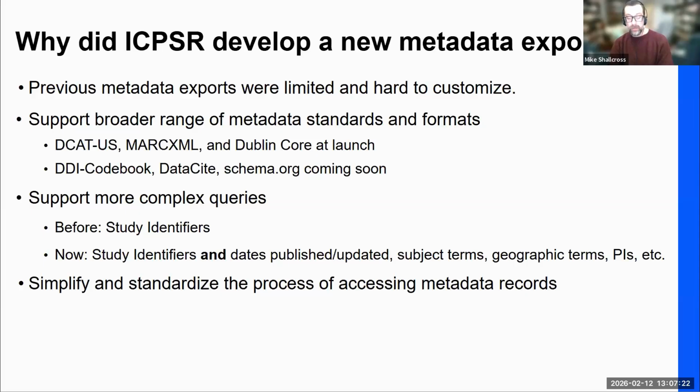The API also supports more complex queries for metadata exports. In the past, users could only search for metadata records of interest by a study identifier, but with the API, they can search by those identifiers, as well as dates published or modified, subject terms, geographic coverage, principal investigators, and more. Finally, ICPSR previously supported multiple export pathways, each of which use different conventions. The API, by contrast, simplifies and standardizes the process of accessing metadata records, thereby making the export process easier for users while reducing the administrative burden on our IT staff.